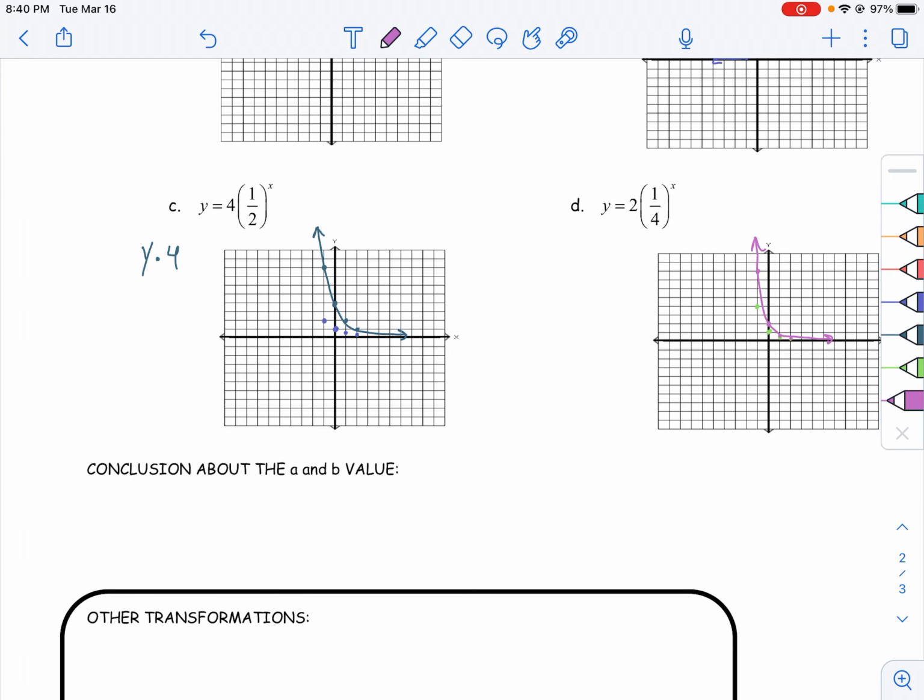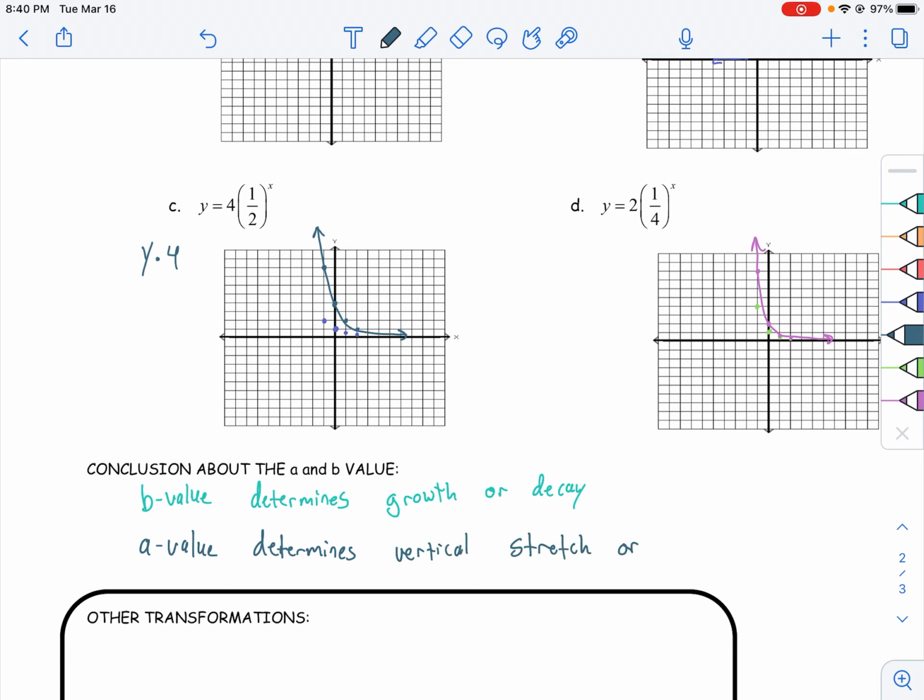Okay. So what conclusions can we reach about the A and B values, right? The B value, we've already talked about this, determines growth or decay. The A value determines vertical stretch or shrink. All right. So those are our A and B values.